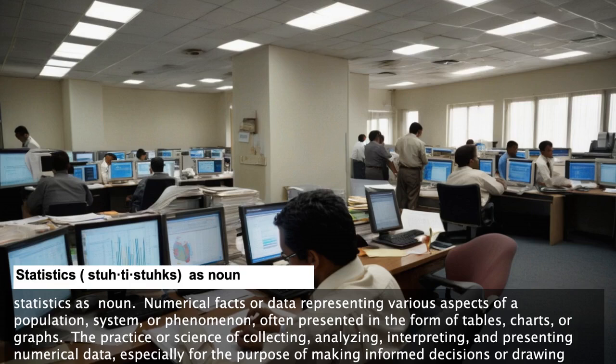Statistics as noun. Numerical facts or data representing various aspects of a population, system, or phenomenon, often presented in the form of tables, charts, or graphs. The practice or science of collecting, analyzing, interpreting, and presenting numerical data, especially for the purpose of making informed decisions or drawing conclusions about a population or phenomenon.